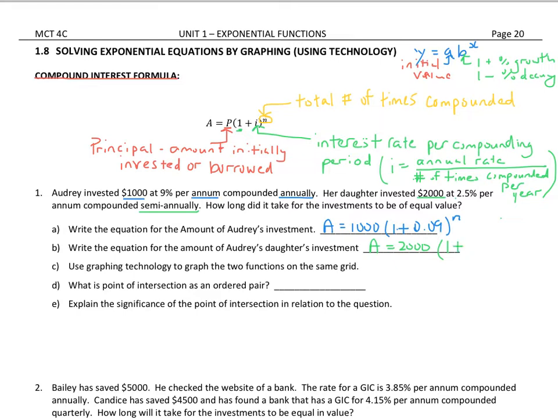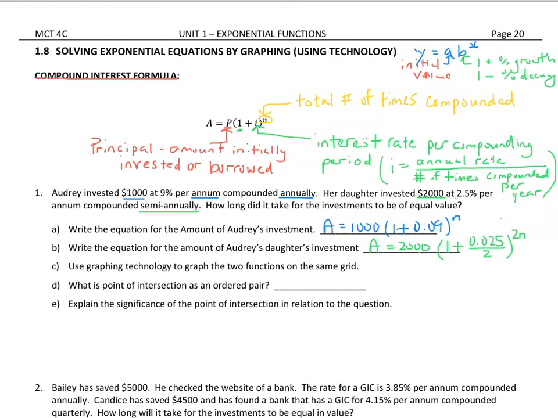So I'm going to take that 0.025, that 2.5% per annum, but I'm going to divide it by 2 because it's compounding twice every year. Now, as far as the exponent goes, if n is representing my number of years and I want to be able to compare these, I am going to have n, but I'm going to multiply that by 2 because for every year it's compounding 2 times each year. So 2n would give me my total number of times compounded overall.